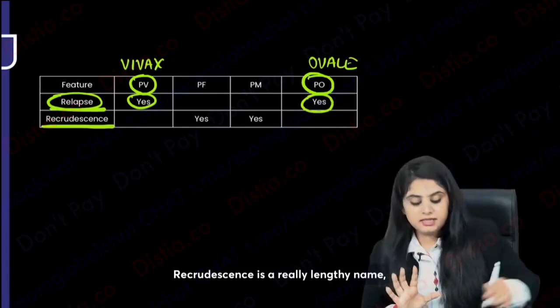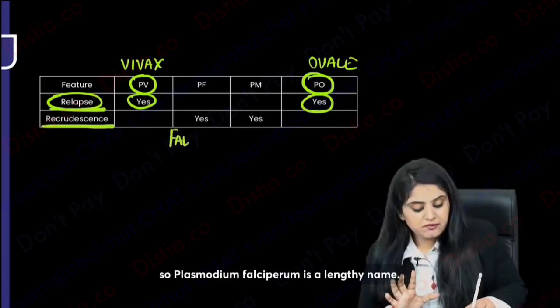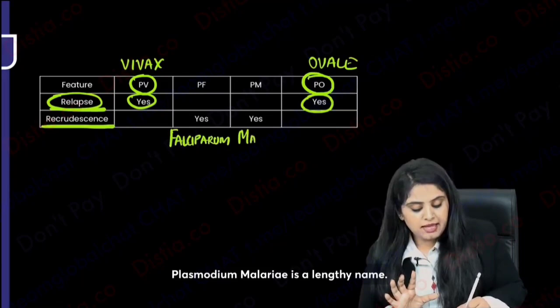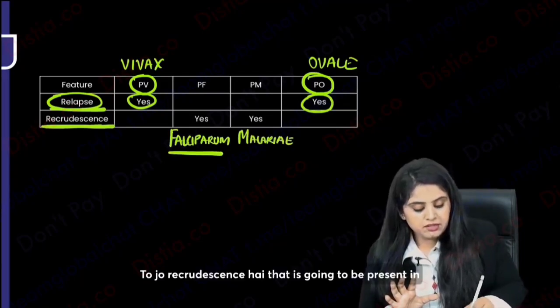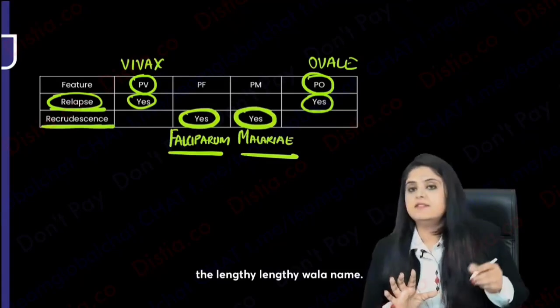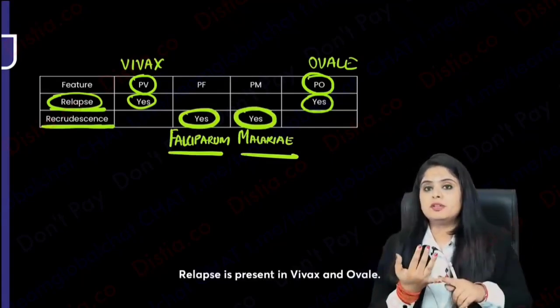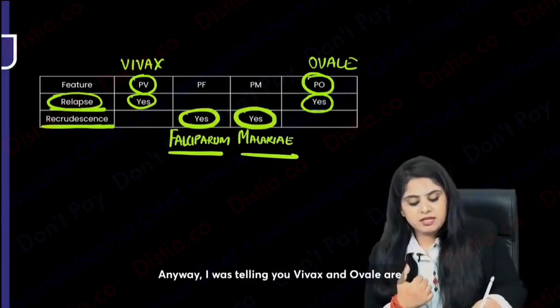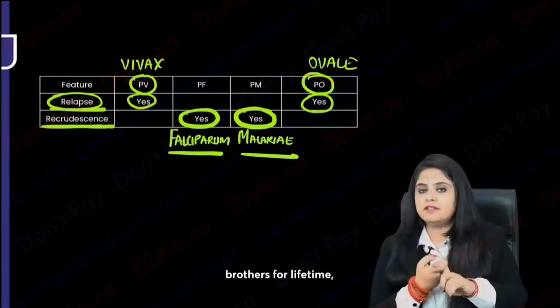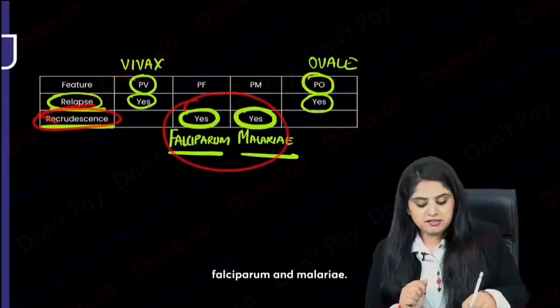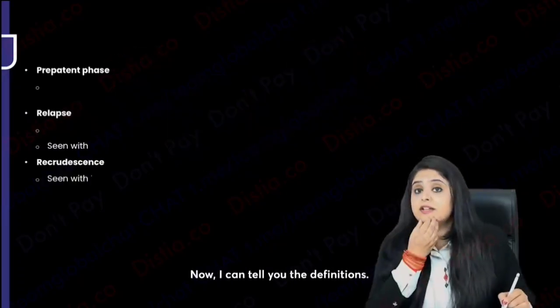Recrudescence is a really lengthy name. So Plasmodium falciparum is a lengthy name. Plasmodium malariae is a lengthy name. So recrudescence is going to be present in the lengthy names. Memorized? Relapse is present in vivax and ovale. Anyway, I was telling you vivax and ovale are brothers for lifetime, and recrudescence is seen in falciparum and malariae. Now I can tell you the definitions.